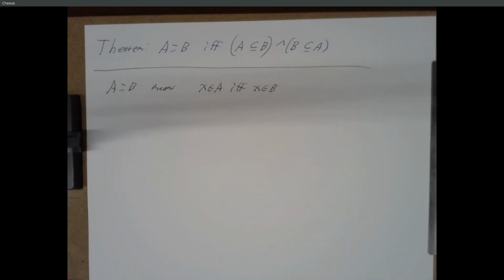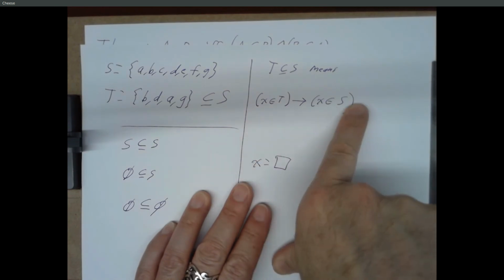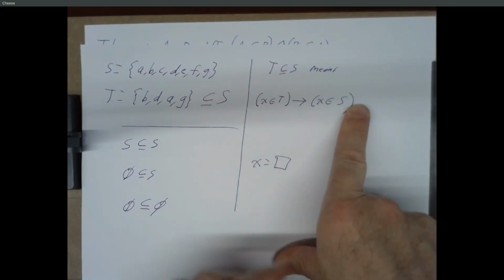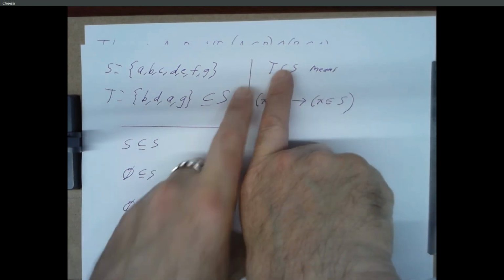If we break that if and only if up, we can say two things. If an element is in A, then it's in B. And if an element is in B, then it's in A. And it's a little different from the subset thing. The subset says if X is in T, then X is in S. Equality says if X is in T, then X is in S, and if X is in S, then it's also in T.